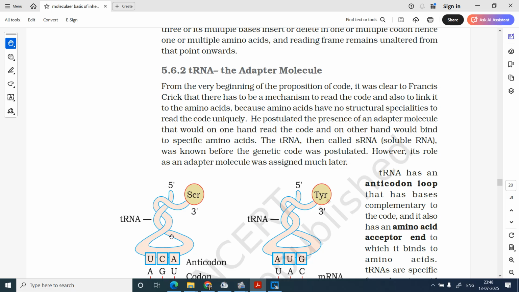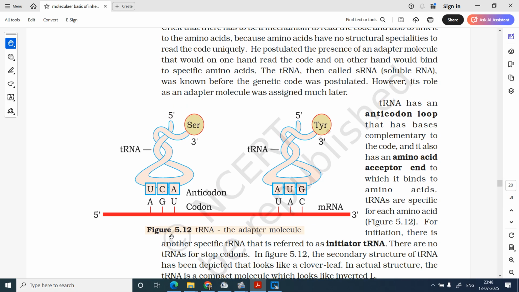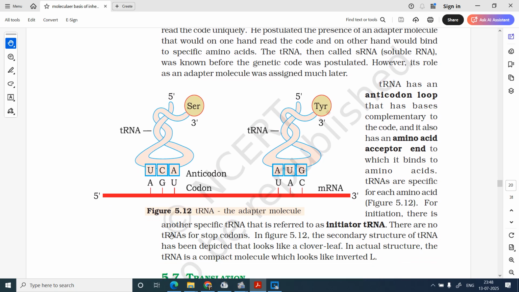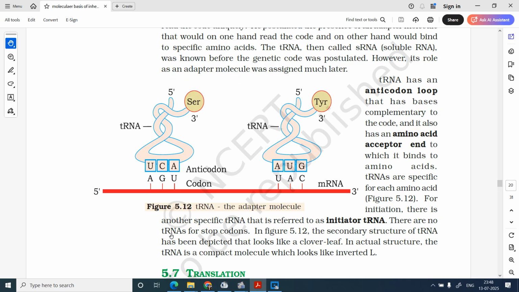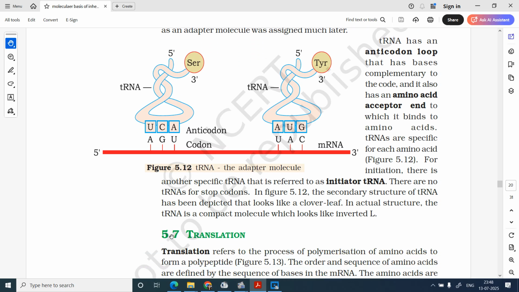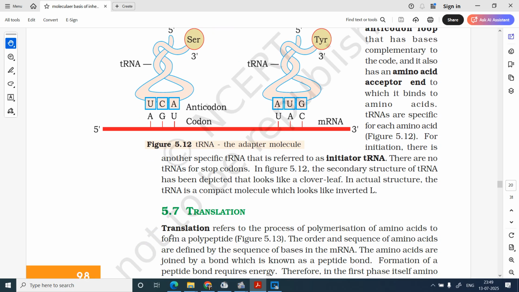The tRNA, then called sRNA, soluble RNA, was known before the genetic code was postulated. However, its role as an adapter molecule was assigned much later. tRNA has an anticodon loop that has bases complementary to the code, and it has an amino acid acceptor end to which it binds the amino acid.